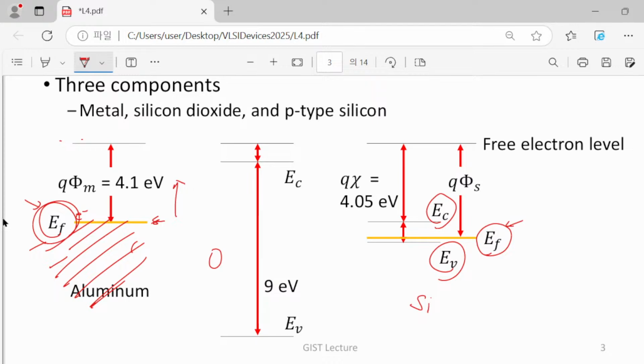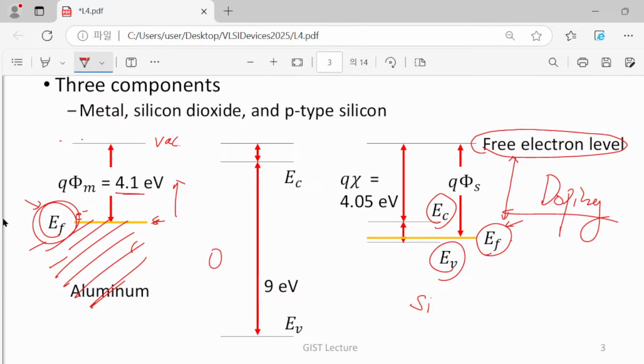Here we have the Fermi level, and here we have a Fermi level. But in the case of a metal, more or less, the energetic distance between the vacuum level and the Fermi level is given, for example, 4.1 eV. But in the case of silicon, as we all know, the position of EF taken from this vacuum level really depends on what? It depends on the doping level. Let me just remind you.